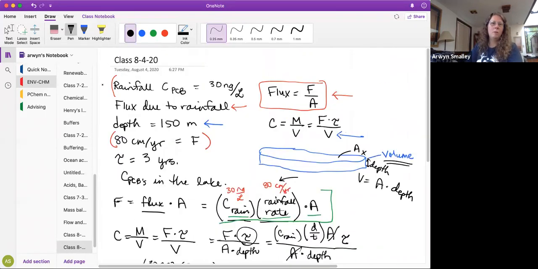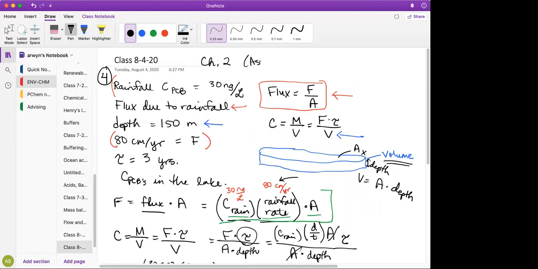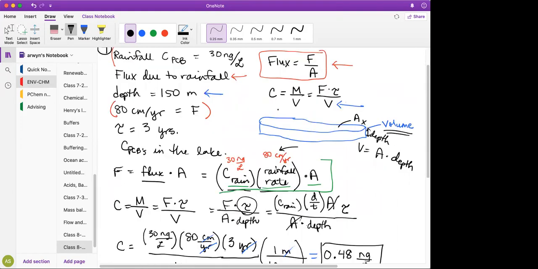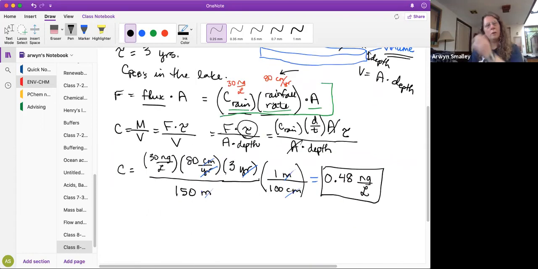All right, so this is problem 4 from chapter 2, assignment 18. Okay, any questions?